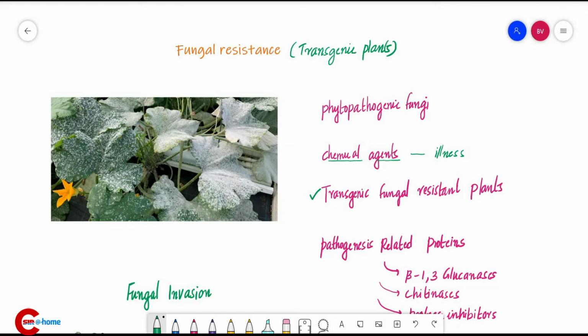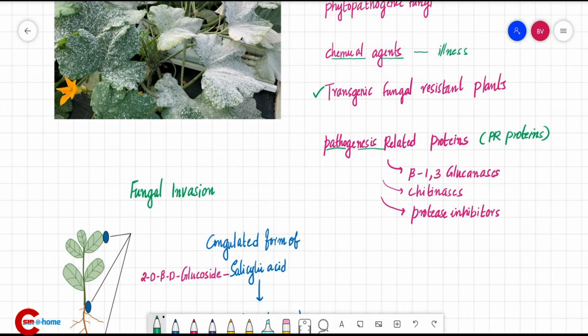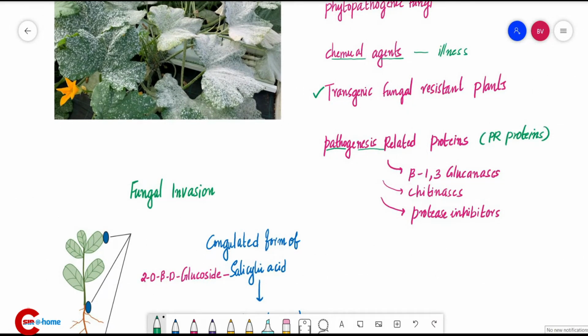Have you studied about pathogenesis related proteins? Pathogenesis related proteins, that is PR proteins. When a plant responds to fungal invasion or other environmental stress, it reacts by converting special molecules. This induces the synthesis of pathogenesis related proteins, for example, glucanases, chitinases, then protease inhibitors, etc. These are known as pathogenesis related proteins, PR proteins.